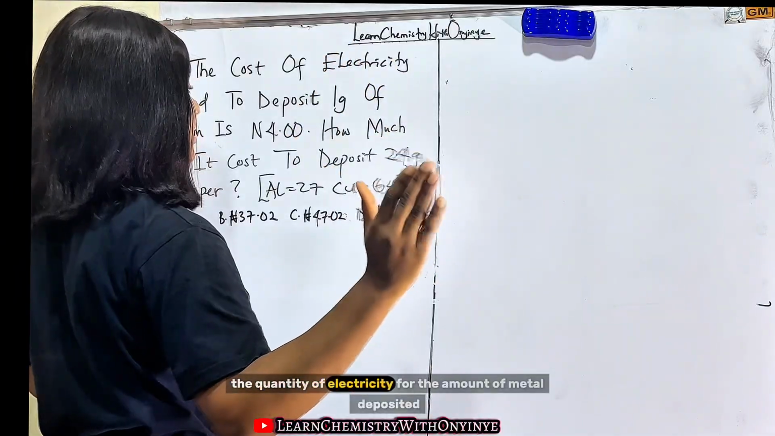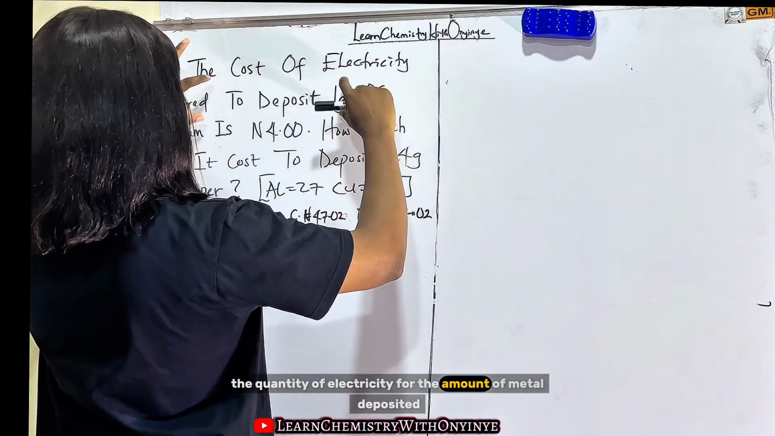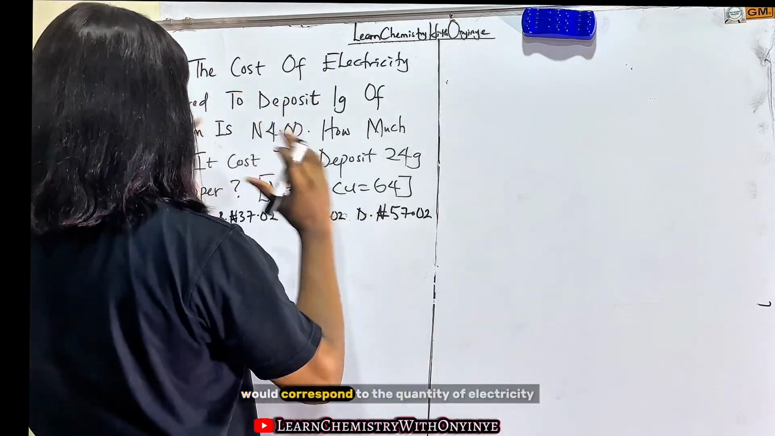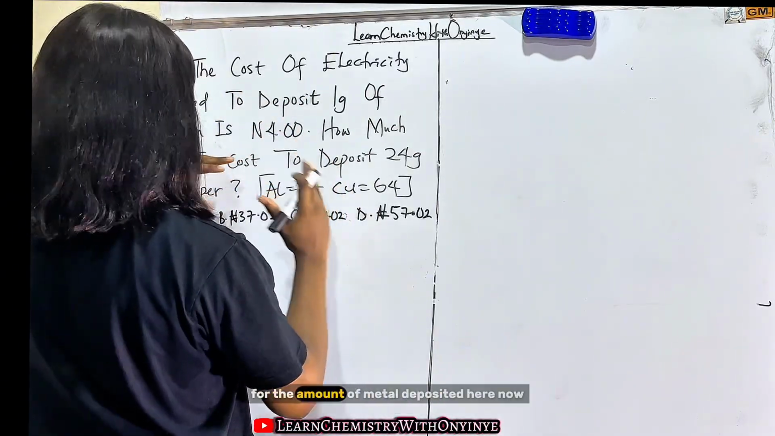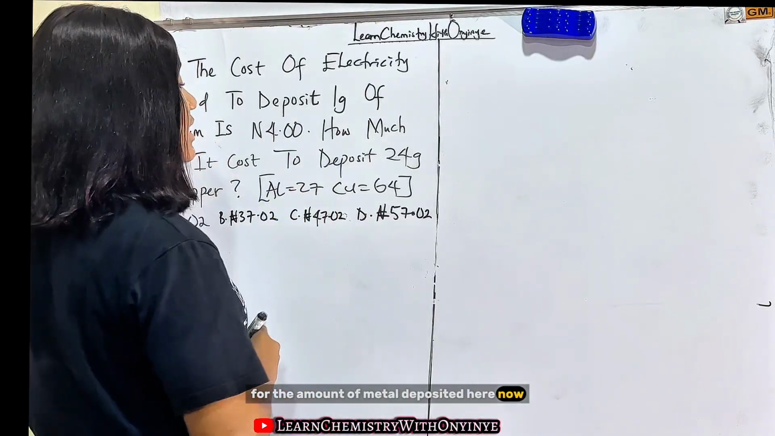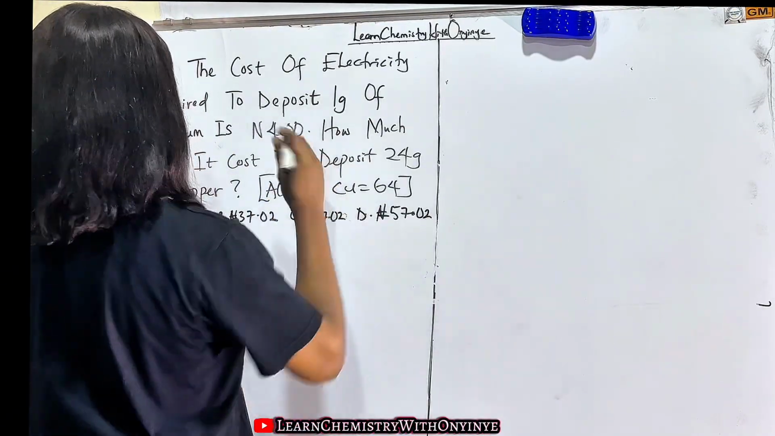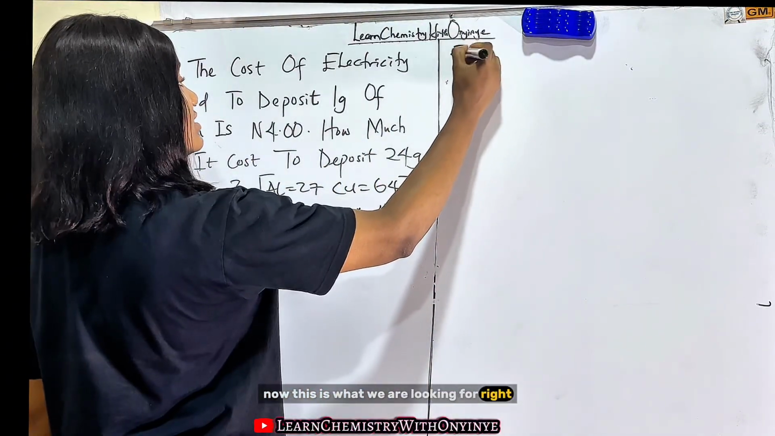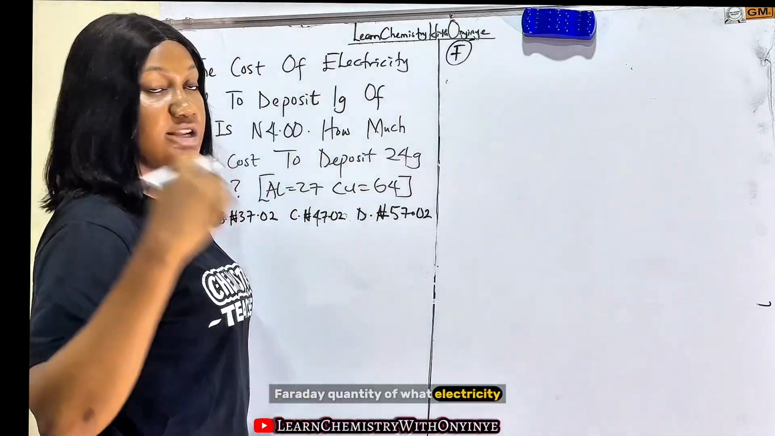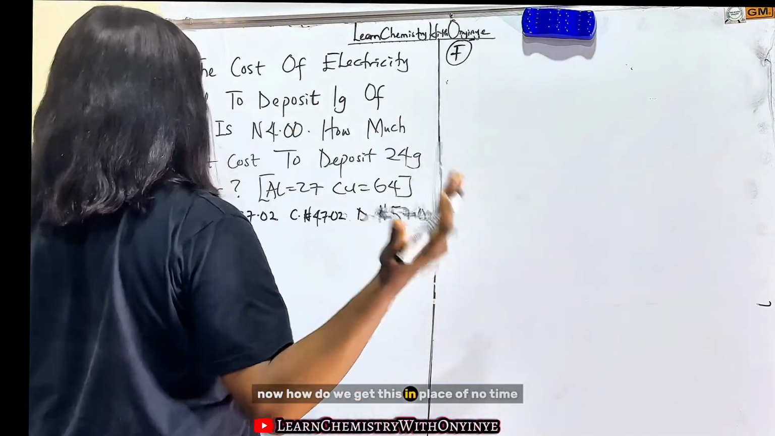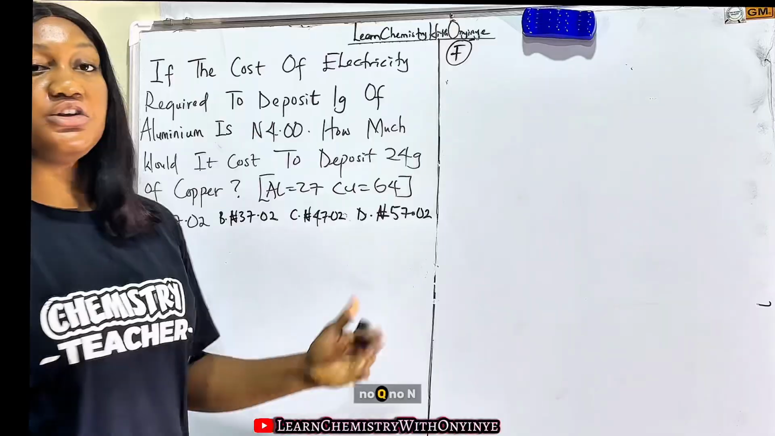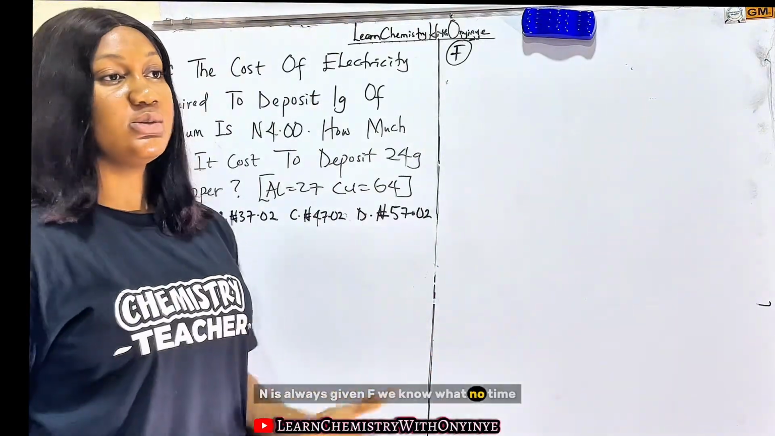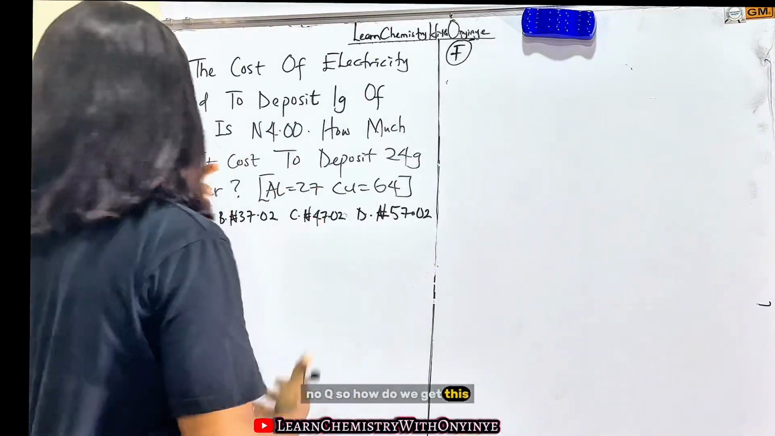Remember, the quantity of electricity for the amount of metal deposited here would correspond to the quantity of electricity for the amount of metal deposited here. Now, we're given the mass of aluminium. Now, this is what we are looking for, right? Faraday, quantity of what? Electricity. Now, how do we get this? We have no time, no Q, no V. Sorry, N is always given, F we know, but no time, no Q. So how do we get this?